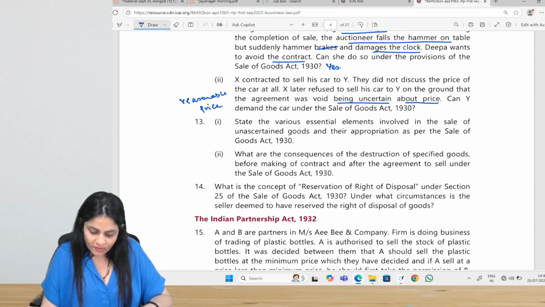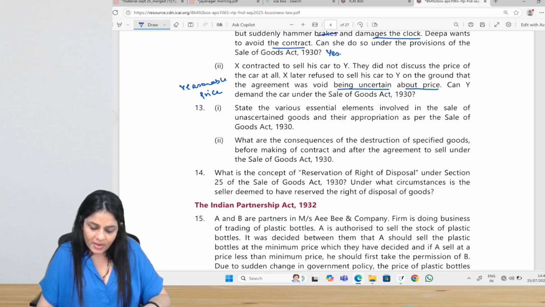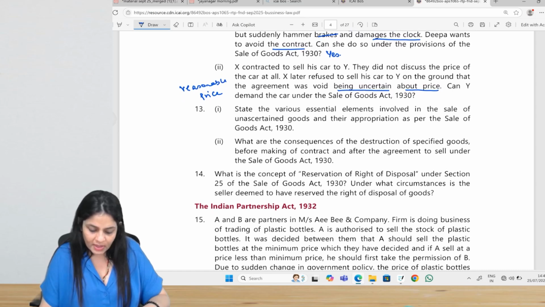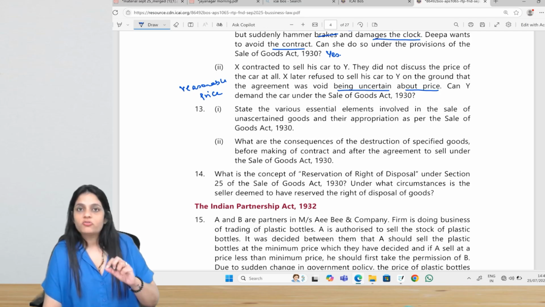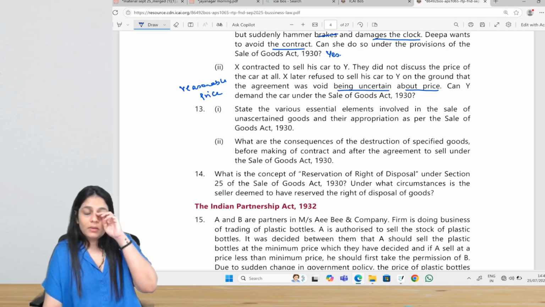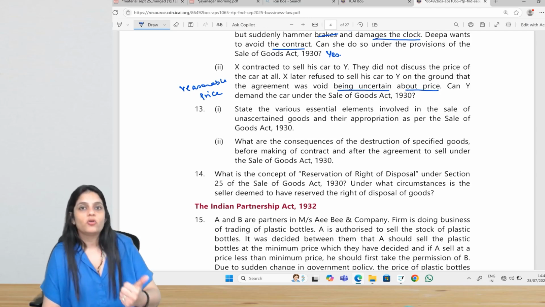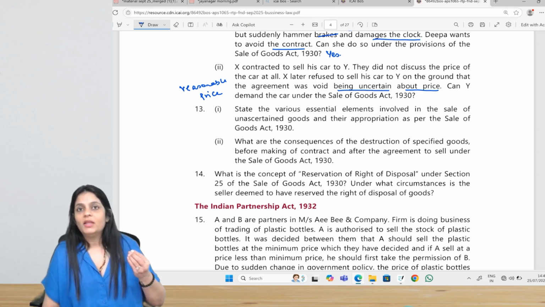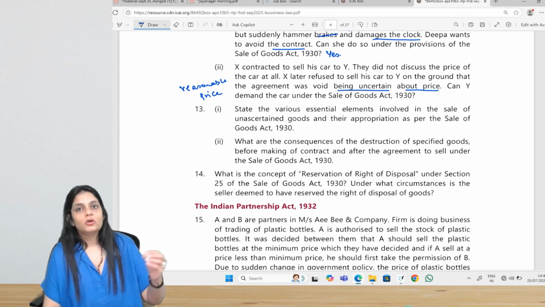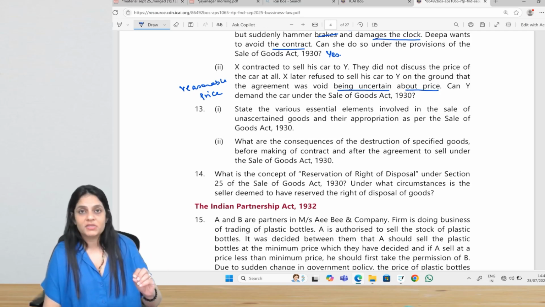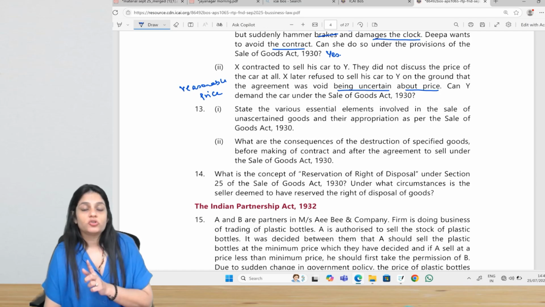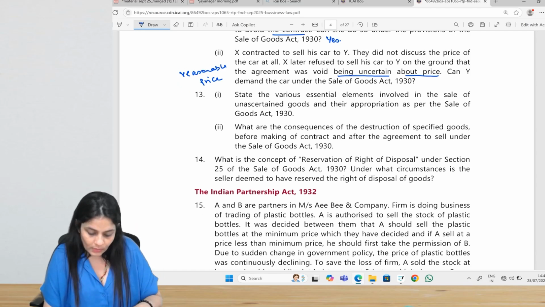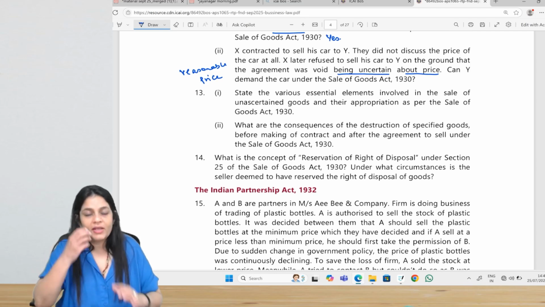What are the consequences of destruction of specified goods before making of the contract and after the agreement to sell under the Sale of Goods Act? In case of destruction of subject matter, there are two situations: before agreement, and after agreement but before sale. Before agreement, if anything happens to the specific goods, the contract is void ab initio, bilateral mistake. After agreement, but before sale, if anything happens to the goods, it's destruction of subject matter, supervening impossibility, and the contract is void.